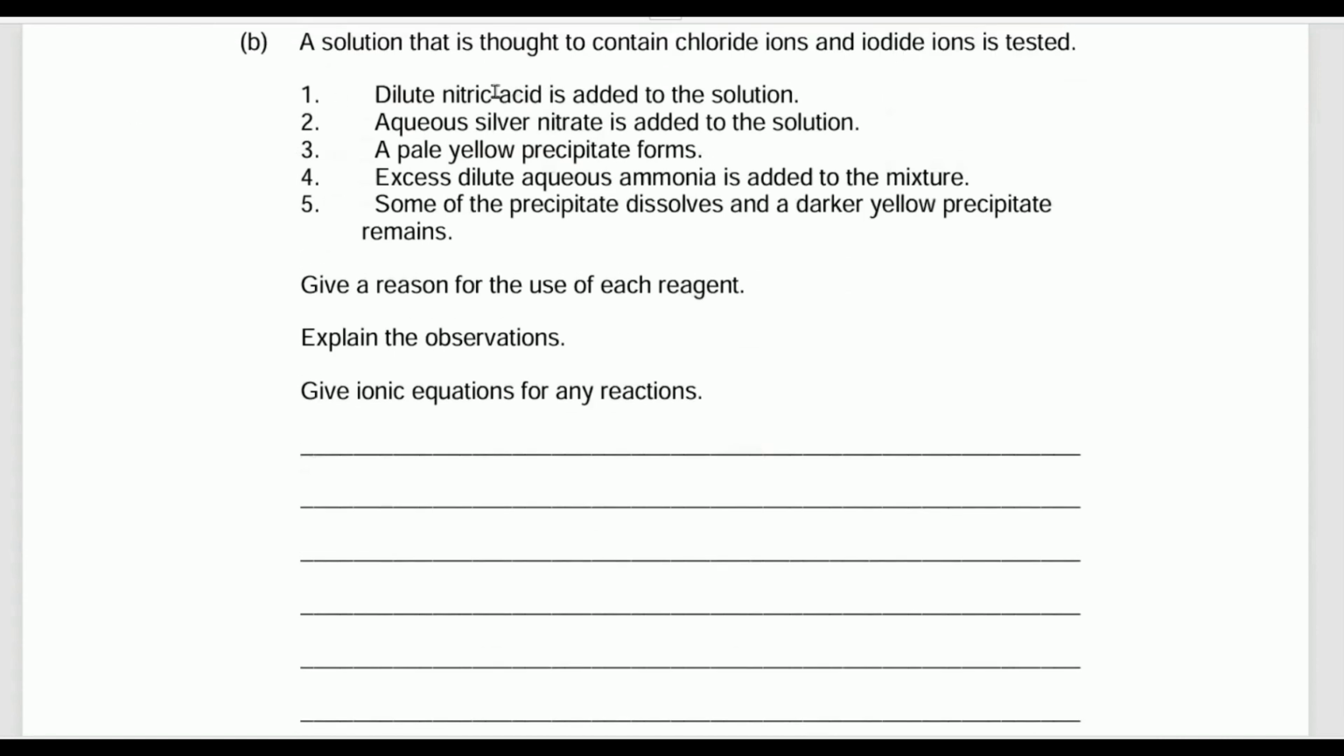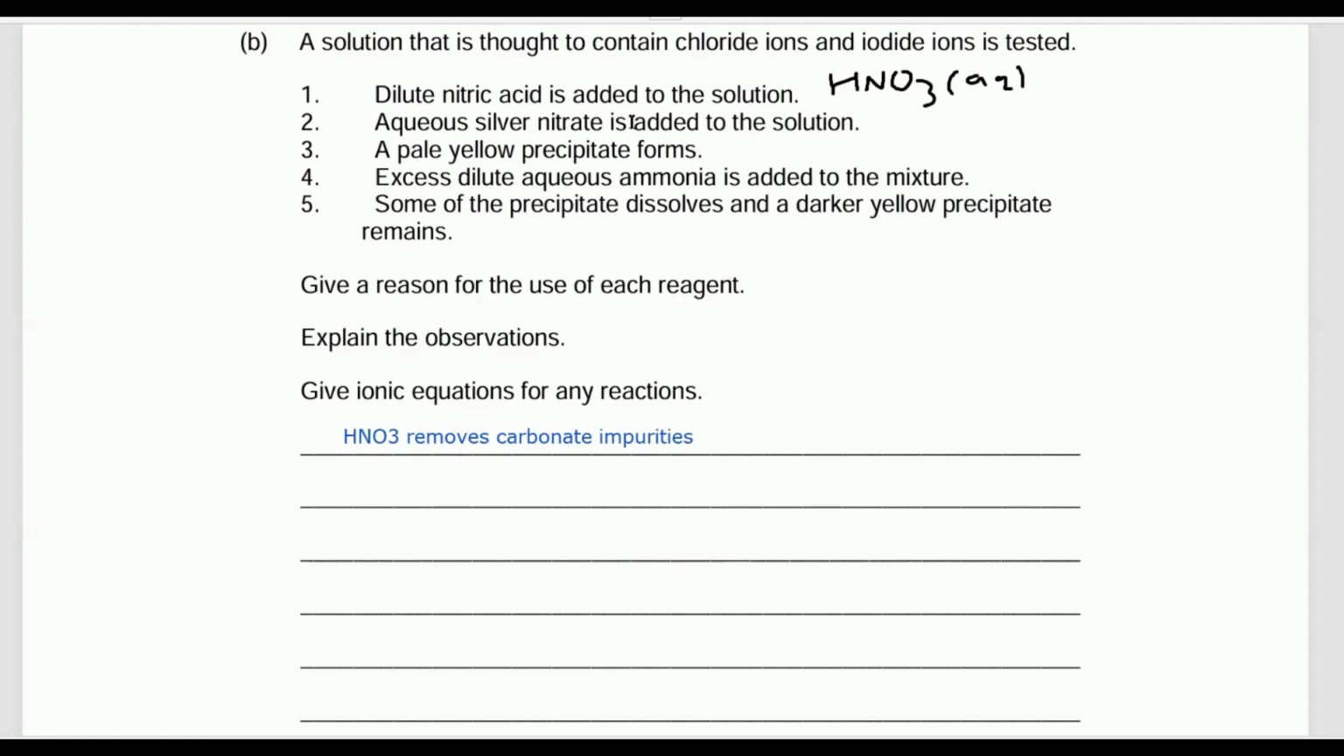So first of all, why do we add nitric acid, HNO3? That is to remove impurities. HNO3 removes carbonate impurities, also hydroxide impurities. Why do you want to remove those? Those would also give a white precipitate. So that would give you a false positive. It'd mess up your results.